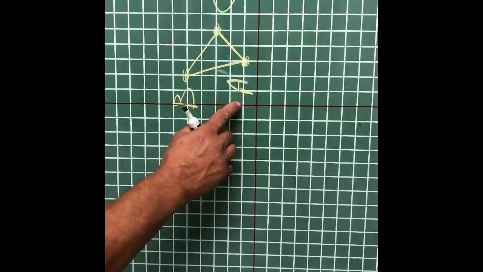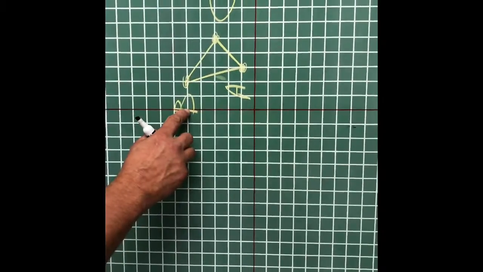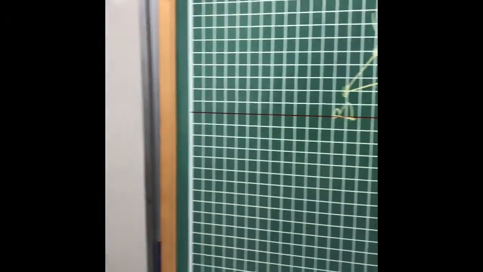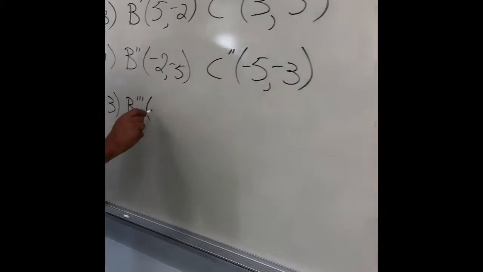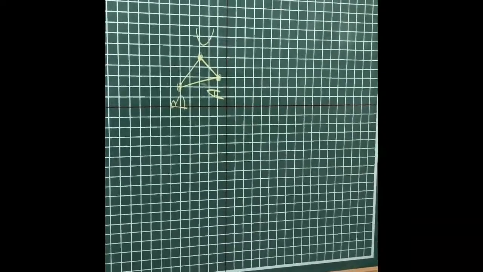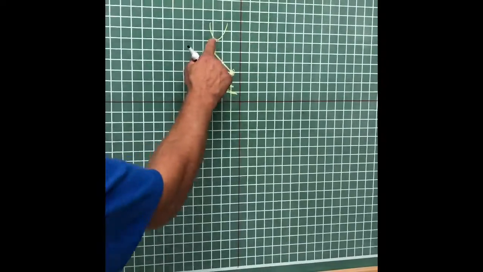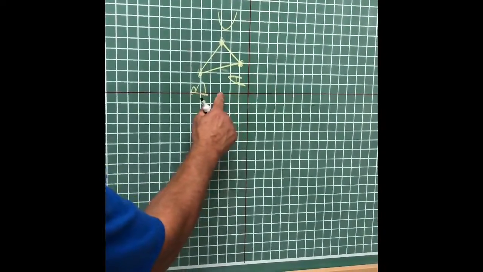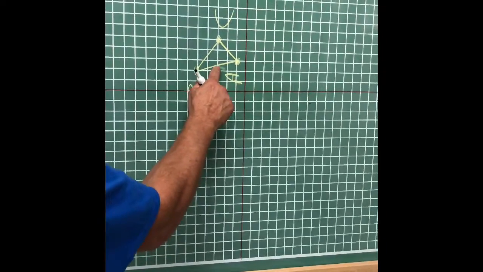B triple prime, 1, 2, 3, 4, 5 to the left, and up 2. So -5, 2. And finally, we have C triple prime. And C is right there. And it's 1, 2, 3 to the left and up 1, 2, 3, 4, 5. So it's -3, 5.